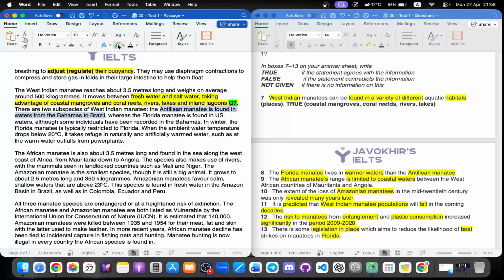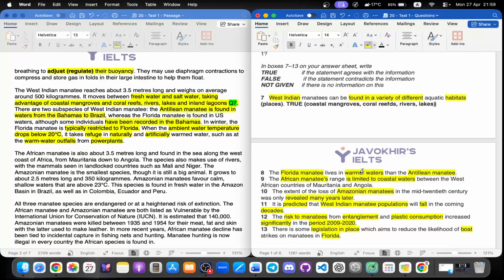So I'm just going to basically highlight that down. Then, whereas the Florida manatee is found in the U.S. waters, although some individuals have been recorded in Bahamas, in winter the Florida manatee is typically restricted to Florida. When the ambient water temperature drops below 20 degrees Celsius, it takes refuge in naturally and artificially warmed water, such as the warm water outfalls from power plants. All right.